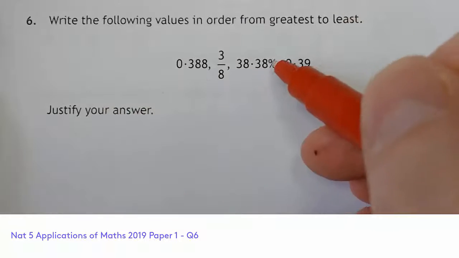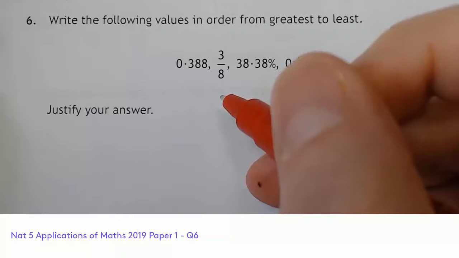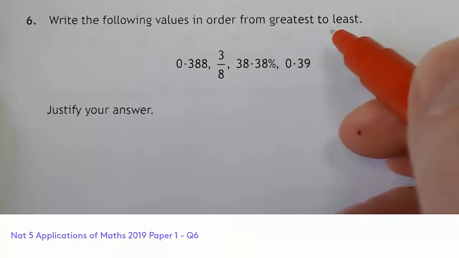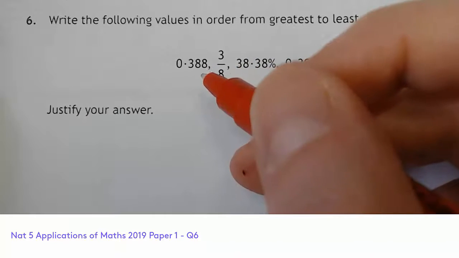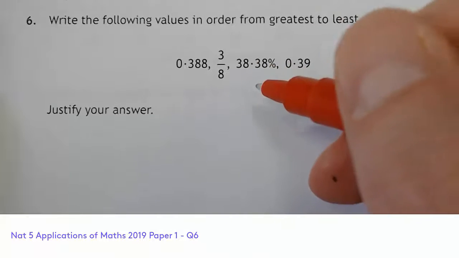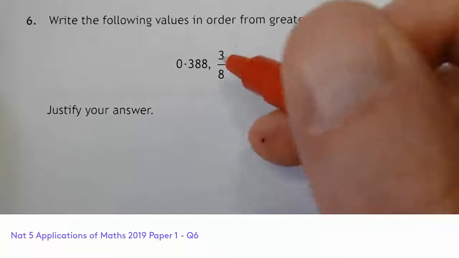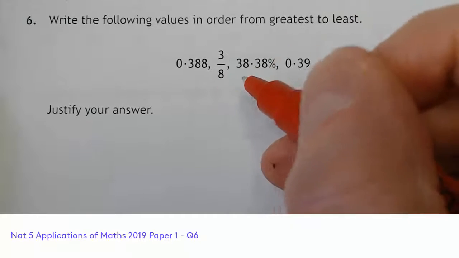So, what we've got here is question 6 from paper 1, and it is about getting these in order from greatest to least. Now, the problem is they're not in the same format, so you've got some that are in decimal, some that are in fractions, some that are percentages. So we really need to make sure they're all in the same format. So, considering we've got two decimals there, I'm just going to start converting the middle two into decimals.